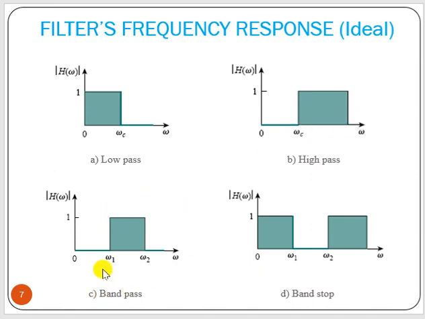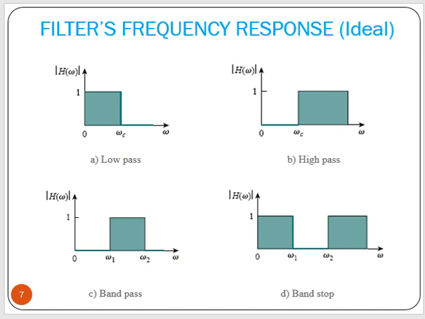Now a band pass filter is nothing but it will pass the frequencies within the range omega 2 minus omega 1. This range it passes, and others it stops. For a band stop, within the range omega 1 to omega 2, it stops, and it passes the other range of frequencies. So what we can see here is that in low pass and high pass, we have one pass band and one stop band. In case of band pass filter, we have one pass band and two stop bands, and in case of band stop filter, we have two pass bands and one stop band.